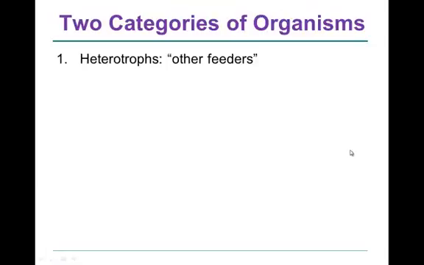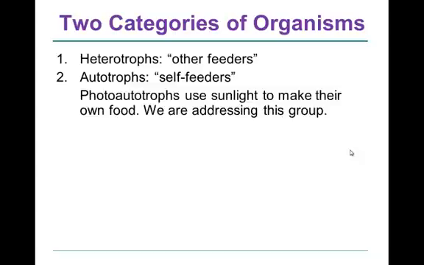All right. We know that all organisms can be categorized into 2 different groupings: heterotrophs, the other feeders, and autotrophs, the self-feeders. We learned the definitions of both of these when we addressed ecology, and we were learning about trophic interactions and food chains and food webs. Photoautotrophs are those that use sunlight to make their own food. They use the process of photosynthesis. They can use simple inorganic molecules such as carbon dioxide and water to make carbohydrates. Now, this is something that the heterotrophs simply cannot do.